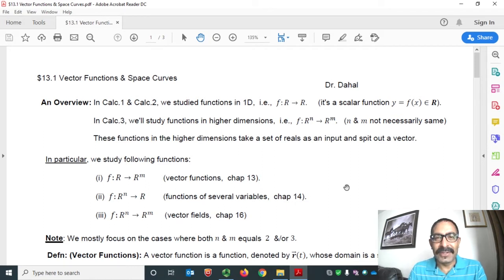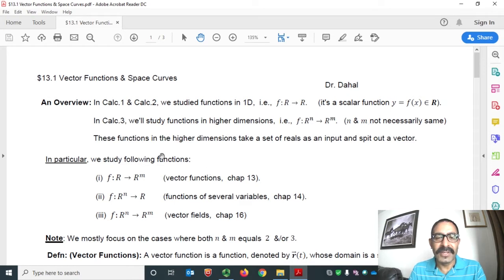First, quick overview. In Calculus 1 and Calculus 2, we studied functions in one dimension. That is, we studied functions from the real line to the real line. They are scalar functions. We denoted by y equals f of x. Now, we will study functions in higher dimensions. That is, our function is going from Rn to Rm, where n and m are not necessarily the same.